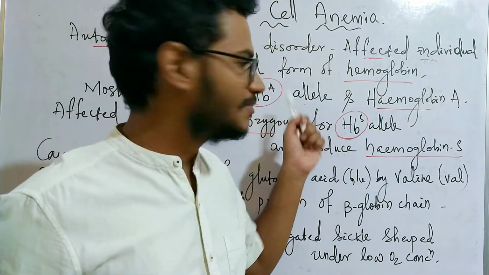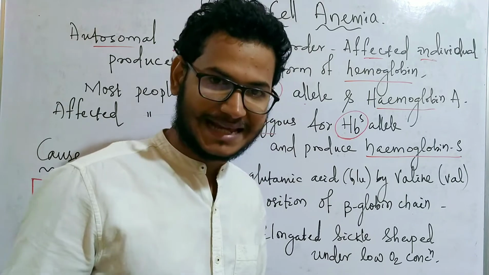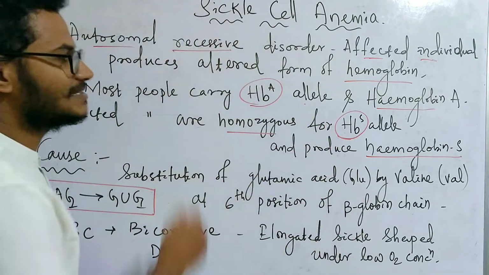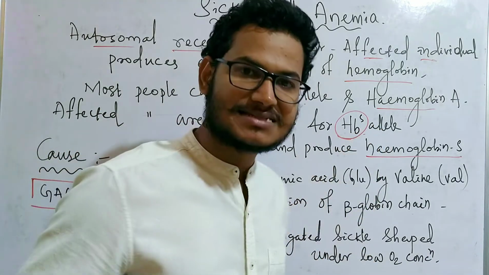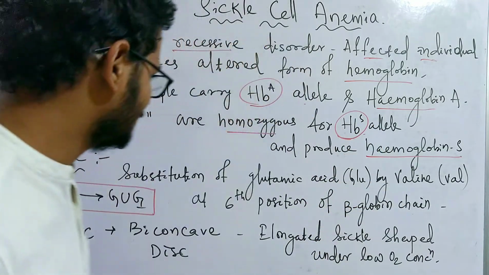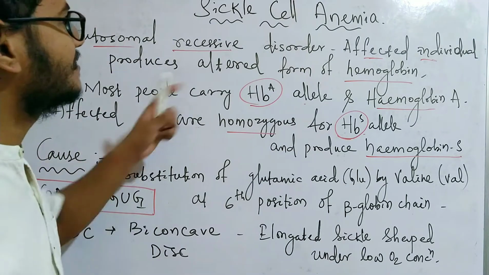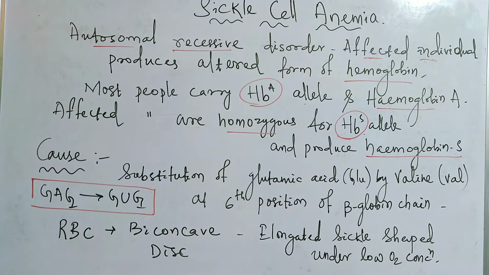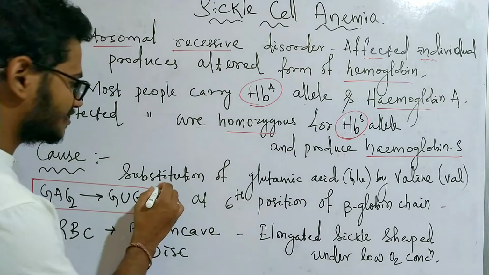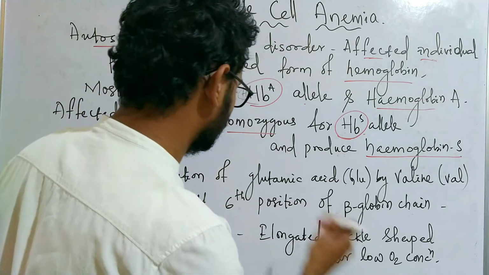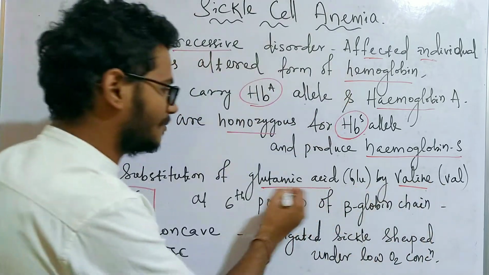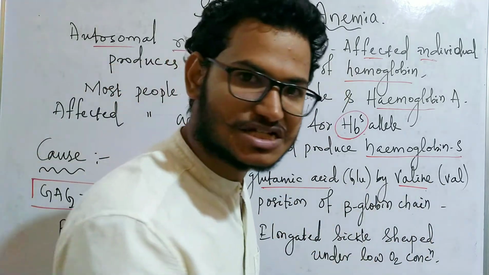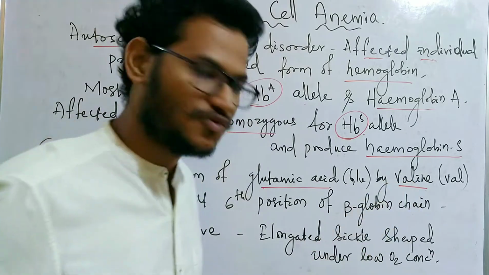The HbA allele is normal, which helps in the production of hemoglobin A. Whereas in sickle cell anemia, an individual having sickle cell anemia will have the HbS allele, which will produce hemoglobin S. So what is the cause behind this sickle cell anemia? The disorder is seen because of the substitution of glutamic acid, an amino acid, by valine. So when glutamic acid is substituted, it is replaced by another amino acid, that is valine.